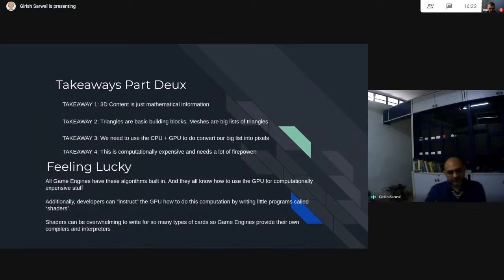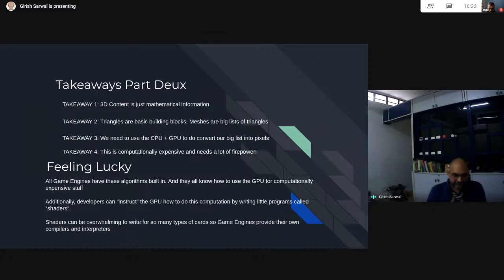Additionally, developers can also instruct the GPU or really hint the GPU on how to do this computation by writing very small programs called shaders, and that would be our point of discussion today. Now, shaders can also be very difficult to write. If anybody has worked with GLSL or HLSL shaders or core shaders, you would realize that they're not only difficult to write, they can be very difficult to debug as well. At times you would run into a situation where you're not seeing things like you want them to, but you end up with a very small bug somewhere which is very hard to trace.